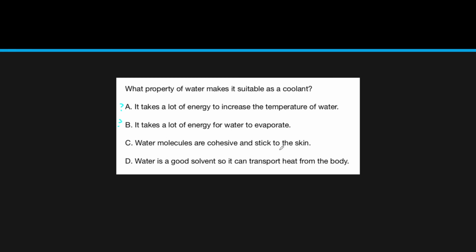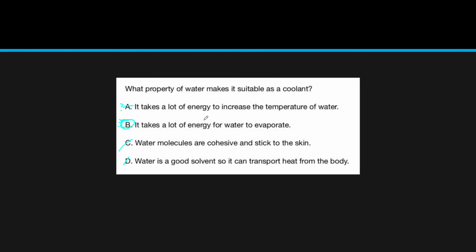Water molecules are cohesive and stick to the skin. While this is important for keeping water on the skin, it's not necessarily important when it comes to cooling down the body. And water is a good solvent, and that's not a coolant either. So all these things are true, but what is it that gives water the ability to cool us down? That's going to be the amount of energy it takes for water to evaporate. We're putting in all this heat, and since it takes so much heat for the water to evaporate, it's going to take away the heat from our body and cool us down.